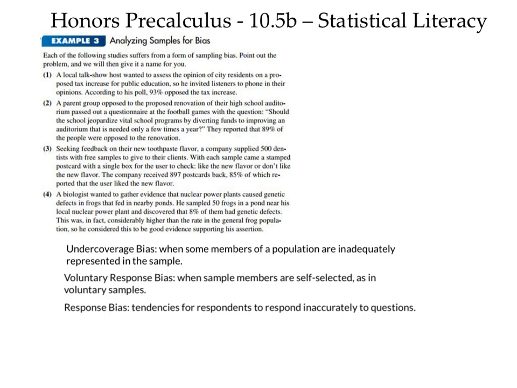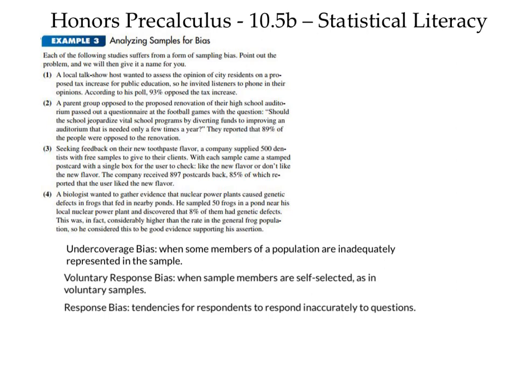Number 4. A biologist wanted to gather evidence that nuclear power plants caused genetic defects in frogs that fed in nearby ponds. He sampled 50 frogs in a pond near his local nuclear power plant, and discovered that 8% of them had genetic defects. This was in fact considerably higher than the rate in the general frog population, so he considered this to be good evidence supporting his assertion. Since the scientist only took samples of frogs from a single pond, it's another convenience sample. Also, think about it. The frogs he was able to catch maybe were easier to catch because they had a genetic mutation, so that was far from random.